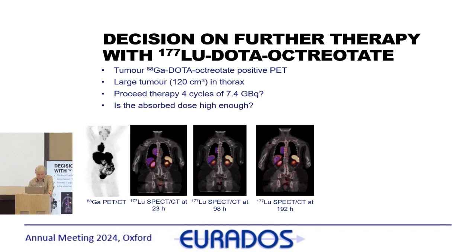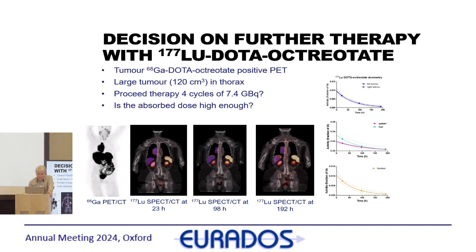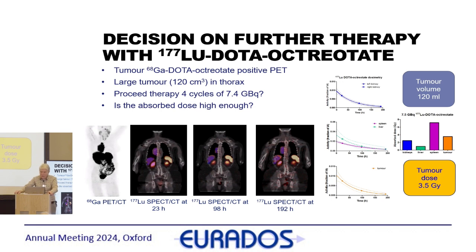So you see at 23, at 4 days, and at 8 days, we did the scanning. And here you see the outcome of the uptake in the kidneys, in the spleen, liver, and in this large tumor. And you already see that the clearance from this tumor is comparable to the clearance from the kidneys. So it doesn't look that right. So the tumor volume was about 120 ml, and we calculated a tumor dose of 3.5 gray.